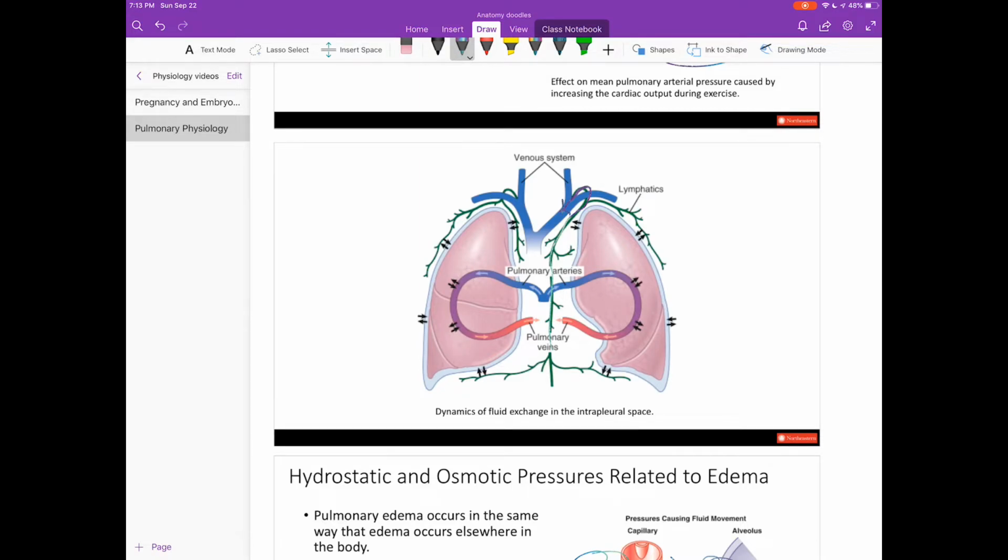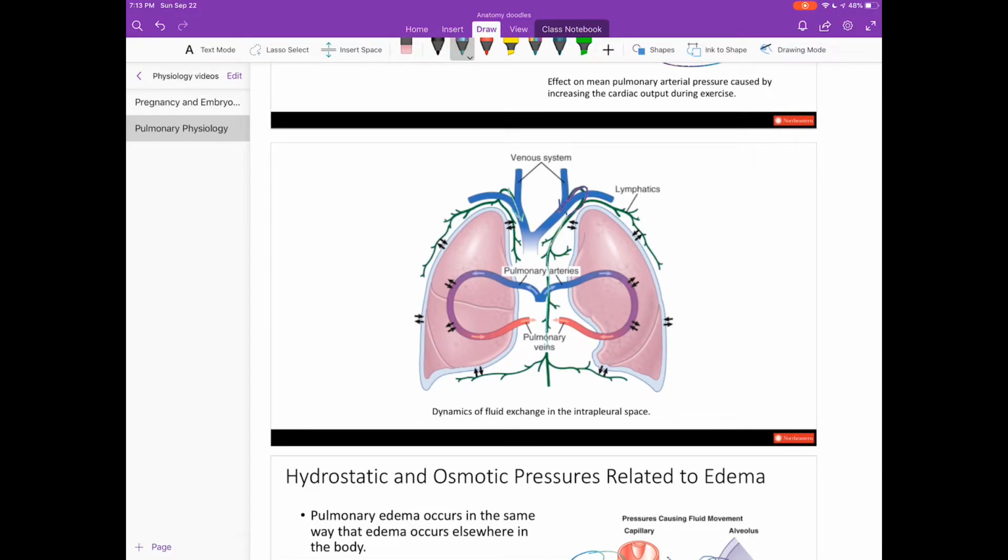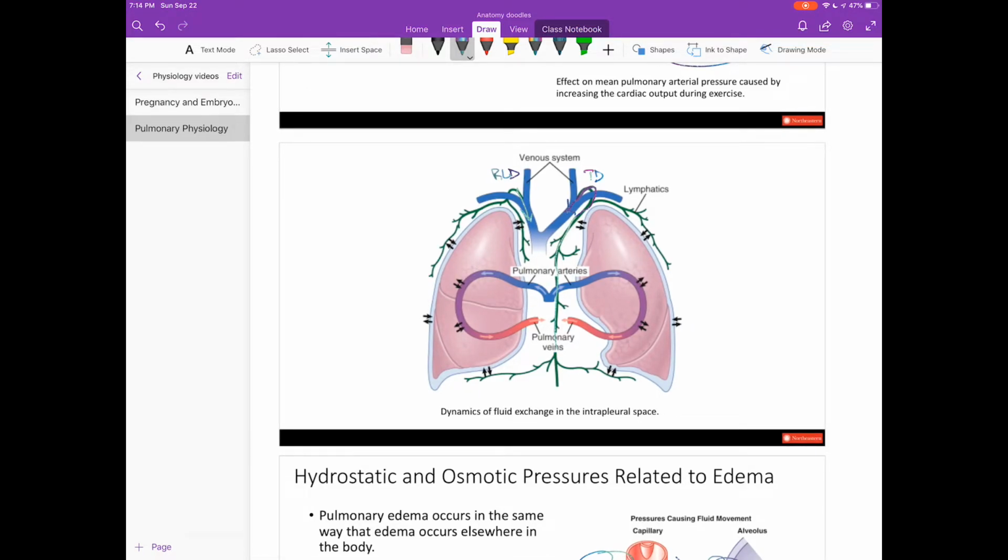On the right side, the lungs drain their lymph into here, into the right lymphatic duct. So this is the thoracic duct on the left and the right lymphatic duct on the right. So what happens if we just talk about the lungs is that the heart pumps fluid to the lungs, but the fluid that comes back to the heart, if we just talk about the heart and the cardiovascular system, is actually lower in volume than what came out.